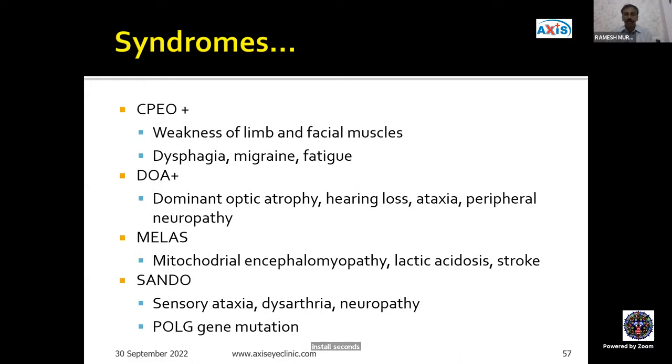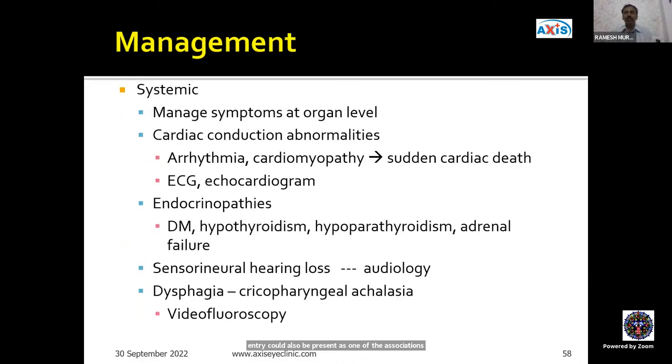This we already covered about CPEO plus, where there's weakness of the limb and facial muscles. Dominant optic atrophy could also be present as one of the associations. And most of these have got the POLG gene mutation.